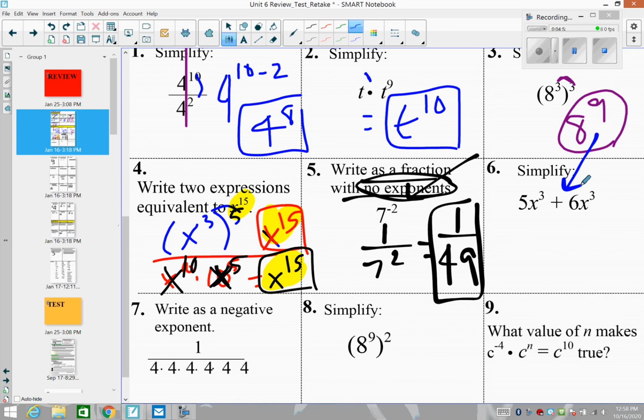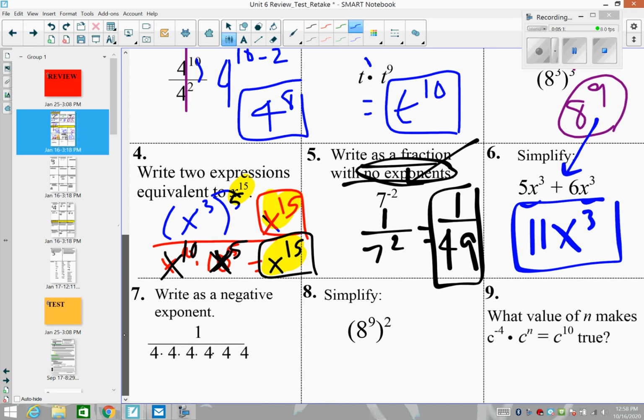So we have the same like terms. So we would just add the like terms. The properties in Unit 6 all have to do with multiplication and division. That's an addition problem back in like terms of really just intro to algebra, pre-algebra, like terms.